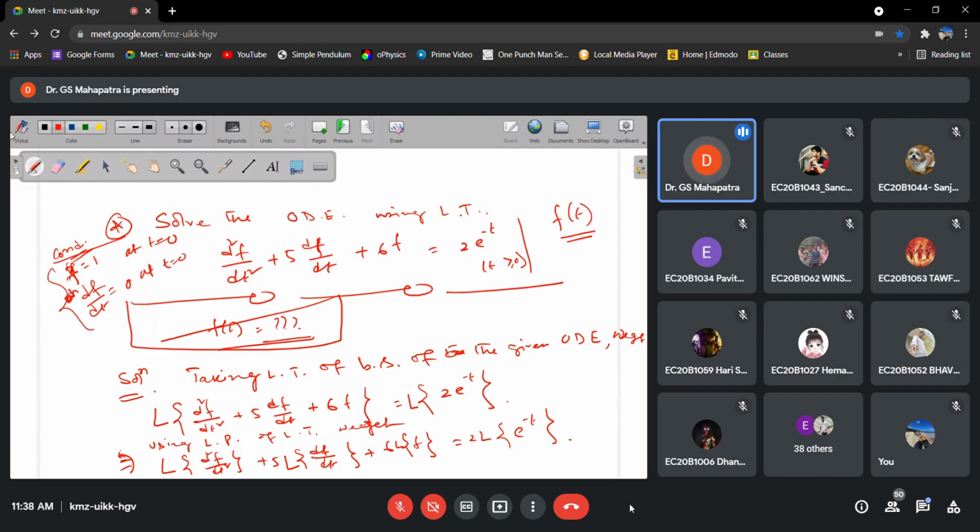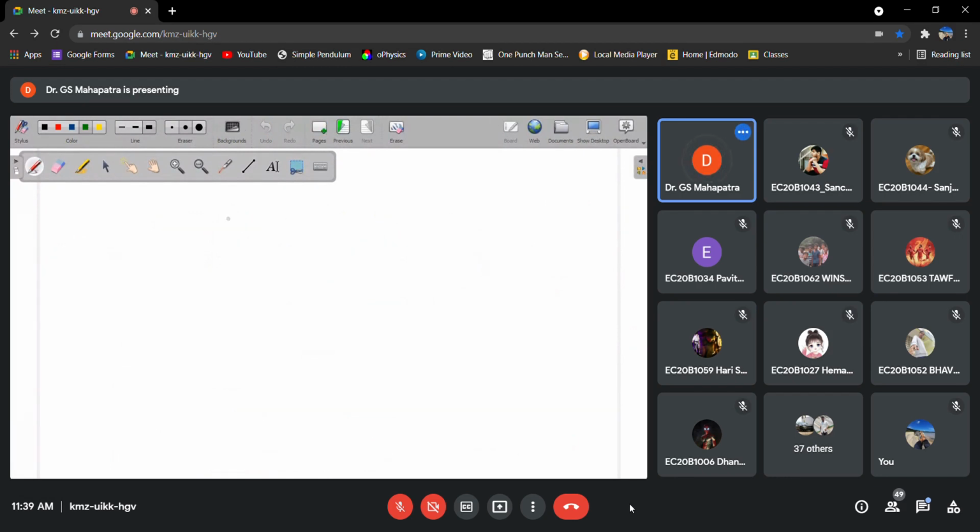Moving to the next page. Now you should give the input for these Laplace transforms. What are the Laplace transforms? I need the answer from you people, one by one, for each of these 4. First, the Laplace transform of d2f by dt2. What is the answer? I will write.